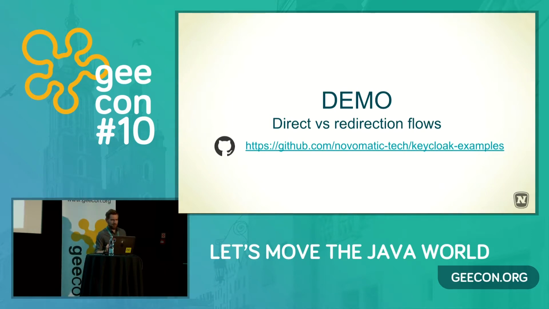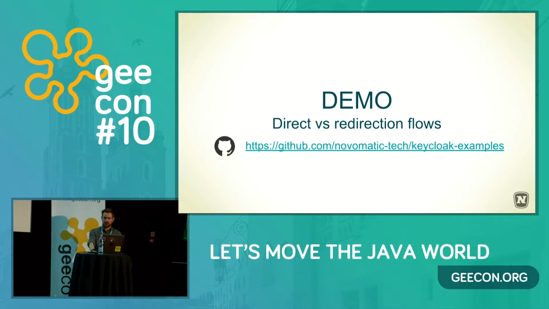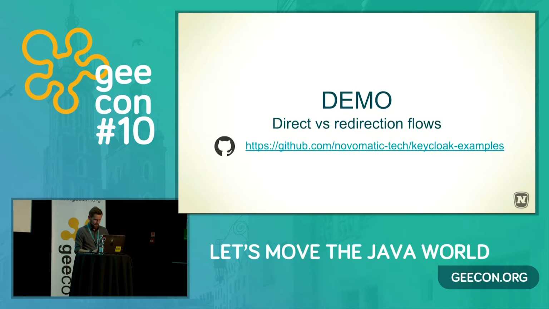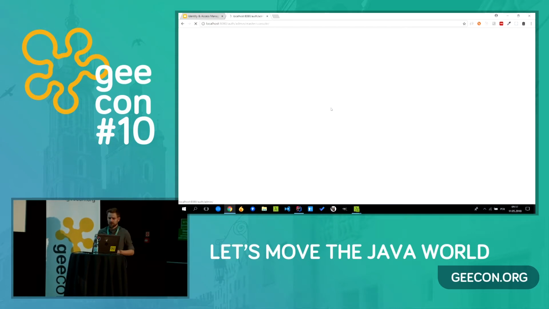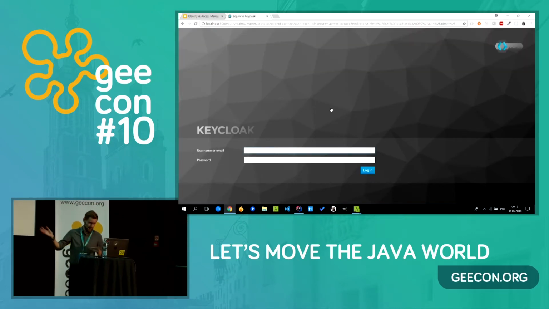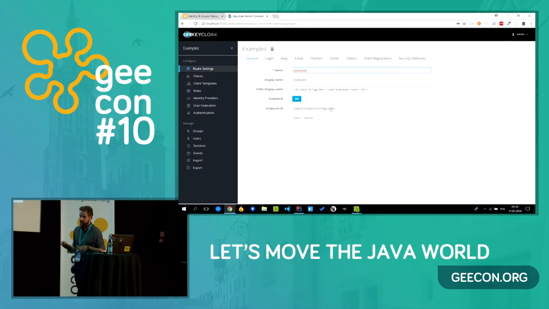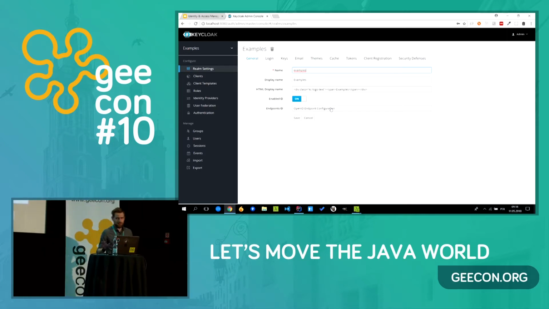OK, so at this point, let's see how this works. For those of you who want to access those examples, they are accessible through GitHub. You can set up the whole environment just as I'm presenting it right now. So the first thing, this is Keycloak. This is our authorization server. It's open source. We can log into it, and there are a lot of things happening right here. But we're not going to focus on, well, 95% of them.